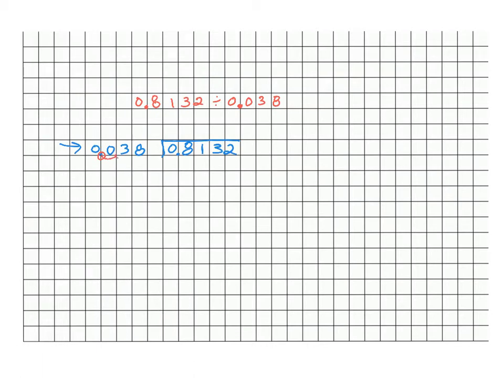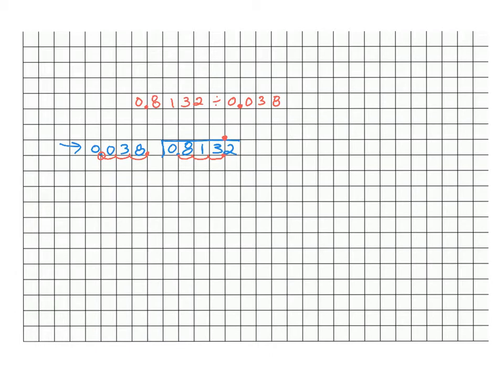So I need to move it 1, 2, 3 places. So now, really on the outside, I just have the number 38. But since I moved the decimal point 3 places in the divisor, now I have to move the decimal point 3 places in the dividend. So it becomes between the 3 and the 2. And then before I start, I'm going to put the decimal point straight up.